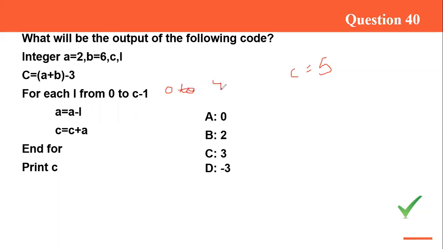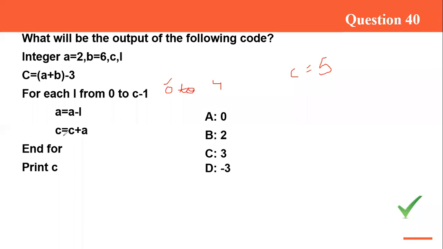At this point of time, C value is 5. So 0 to 4, it might run. So I equals 0, 0 less than or equal to 4, true. Now it enters inside. A is equal to A minus I. A value was 2. 2 minus 0 is 2 only. No change in A value.